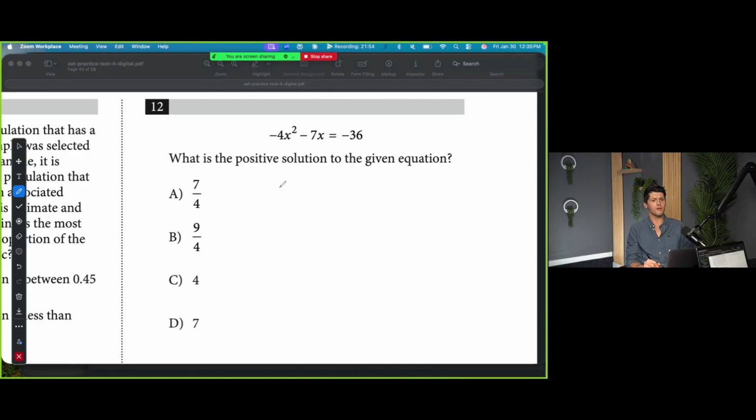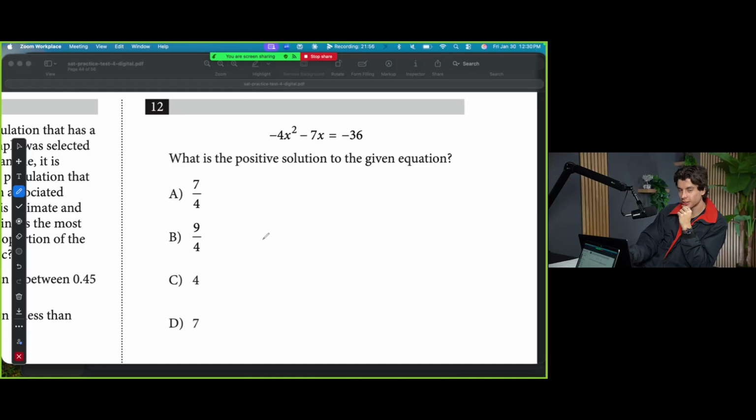So what do you think you want to do? Do you want to move the stuff to the left or to the right? To the left. Okay. So you want your right side to be 0. Yeah, right side's going to be 0. So negative 4x squared minus 7x, and then what? Plus 36. Plus 36. Right. Cool. All right. So we've got that.